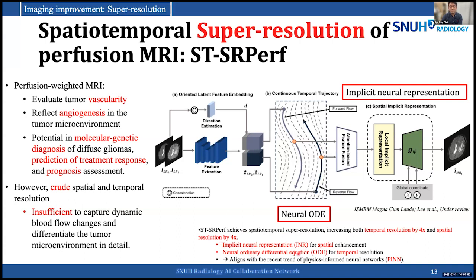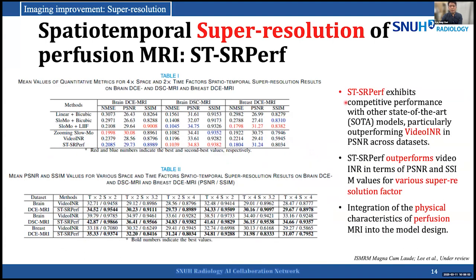So we used neural ODE for temporal enhancement and INR for spatial enhancement, which aligns with the recent trends of physics-informed neural networks. STSR-PERF exhibited competitive performance with other state-of-the-art models, particularly outperforming the video INR in terms of PSNR across datasets, brain DCE MRI, brain DSC MRI, and breast DCE MRI, and also for various other resolution factors. This is because of the integration of the physical characteristics of perfusion MRI into the model design.